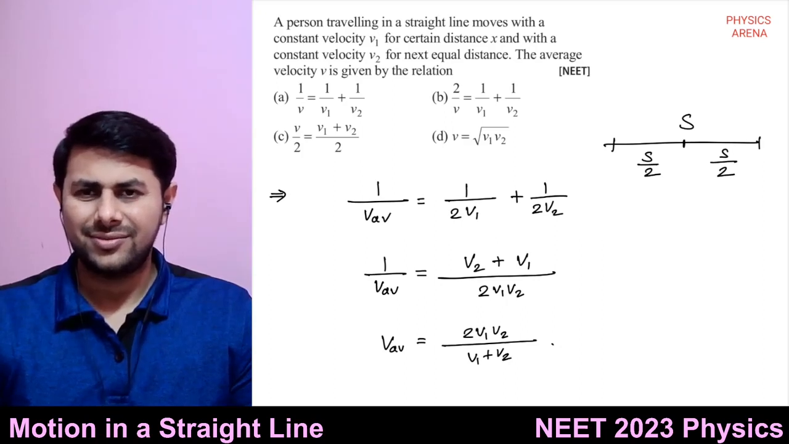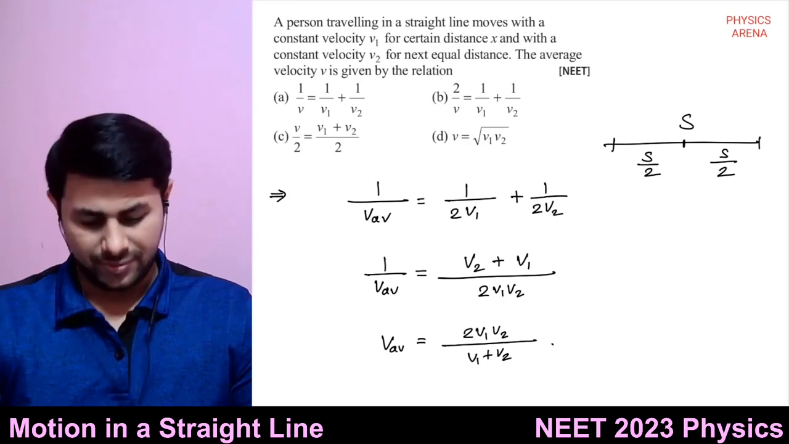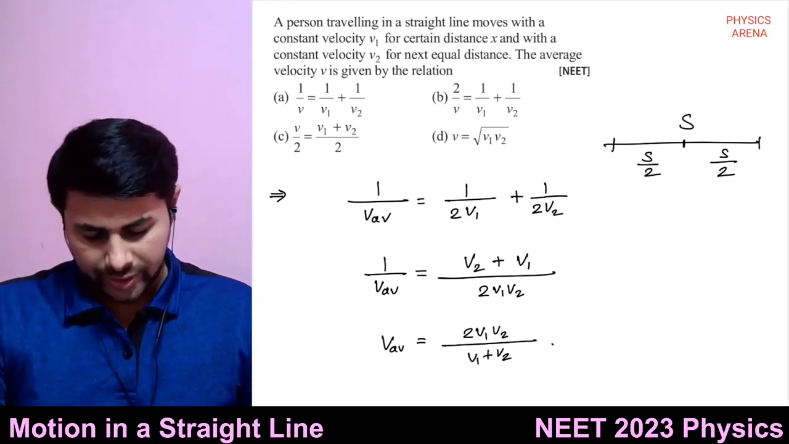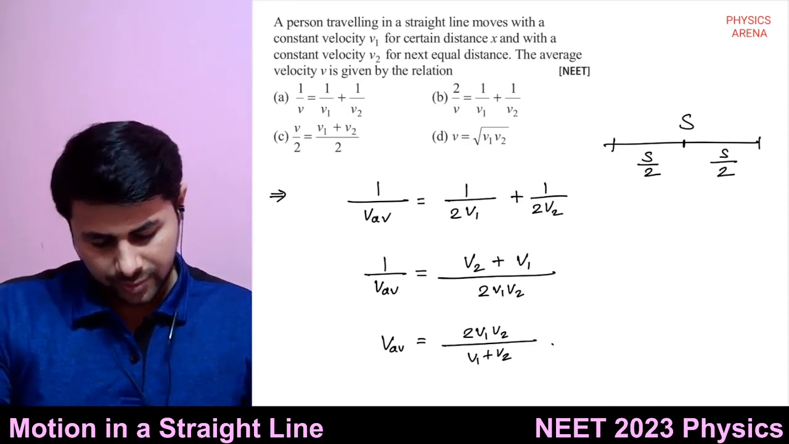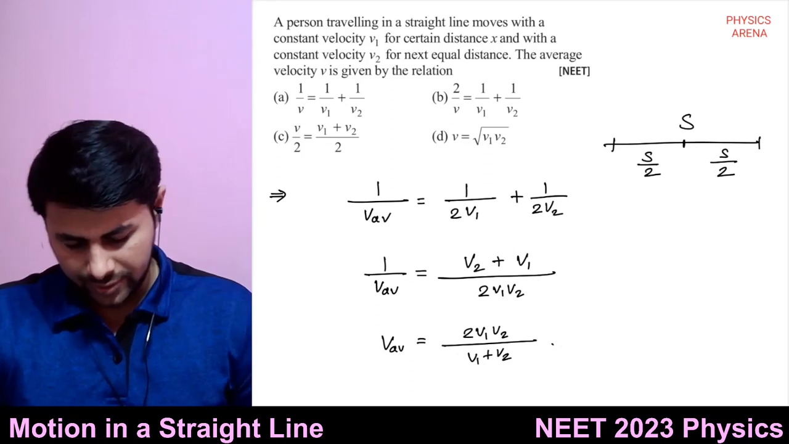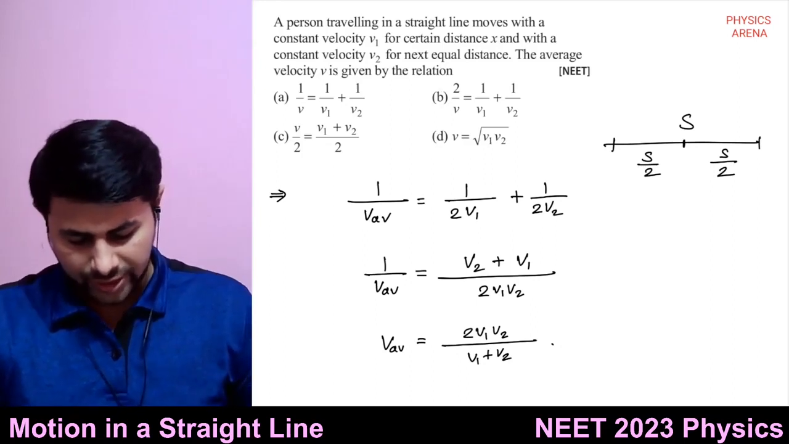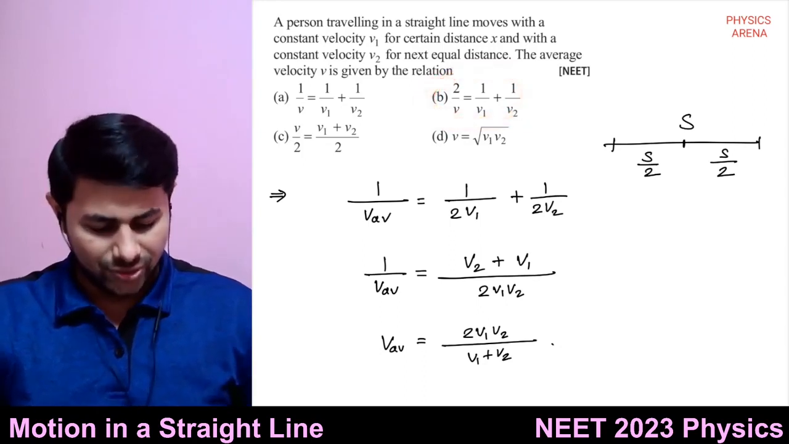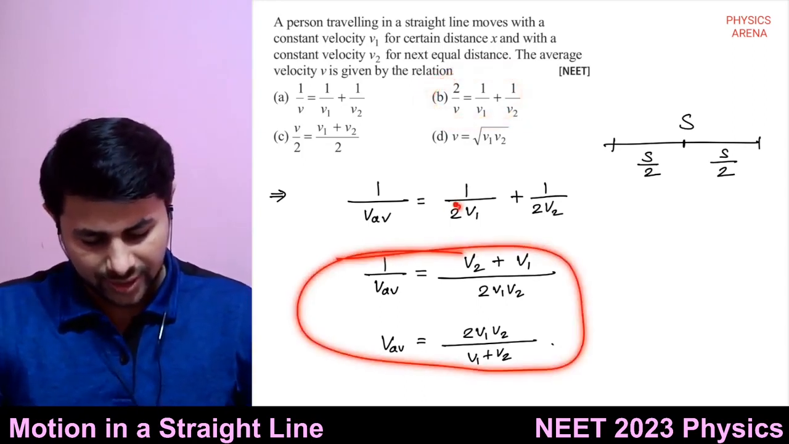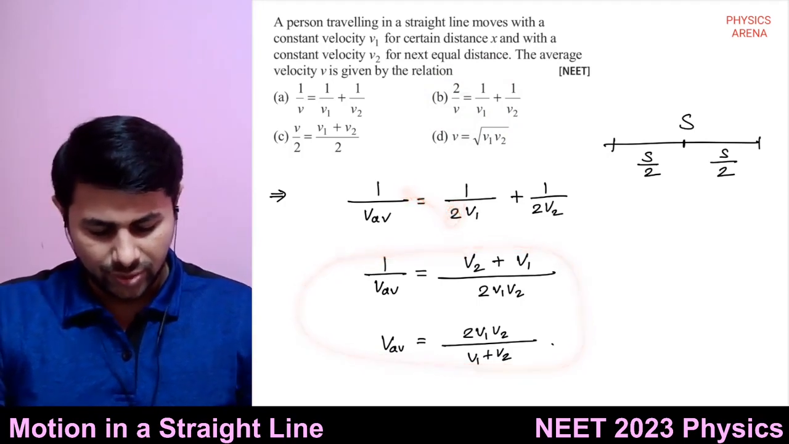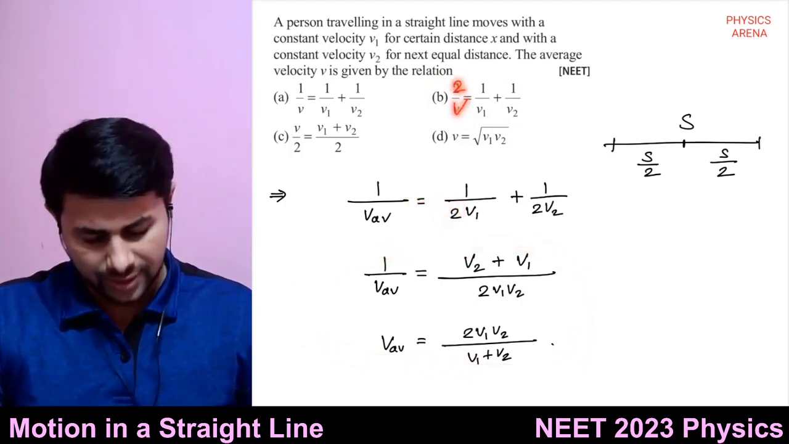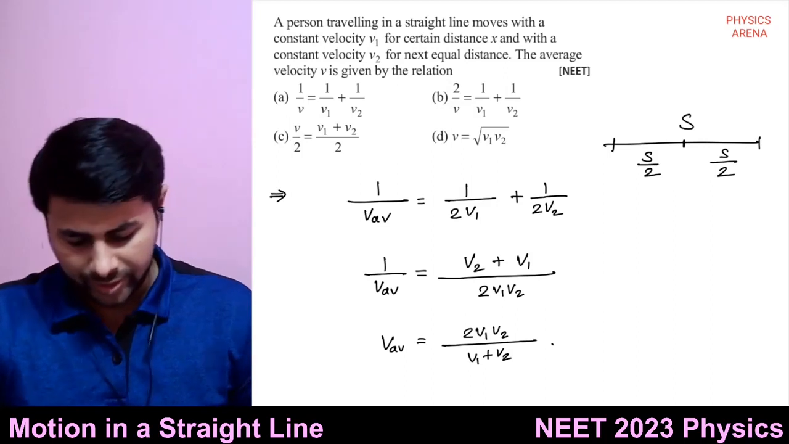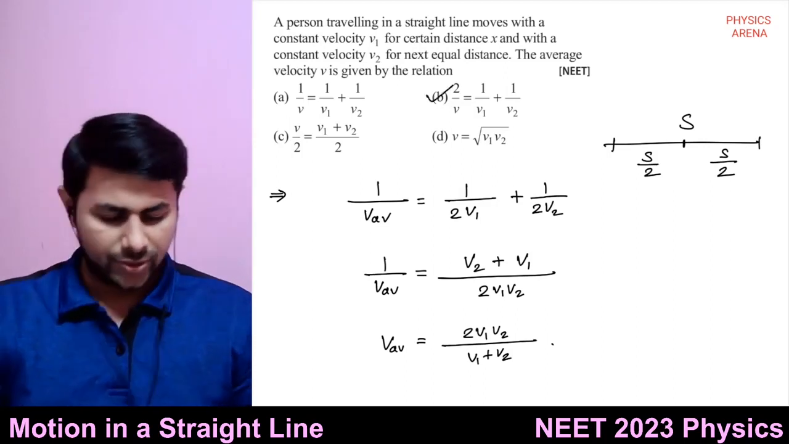Is it clear, everybody? Okay, so which is the answer? Option B. Option B is the answer. They don't want to waste your time, so that's why they have written the answer like this. You don't even have to do all this, just take this 2 on this side. So 2 upon the average velocity is 1 upon v1 plus 1 upon v2. So option B is your answer.